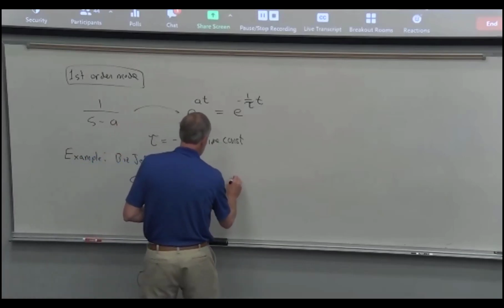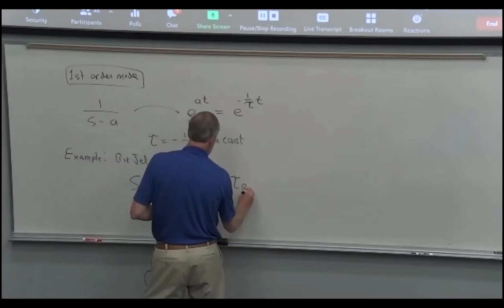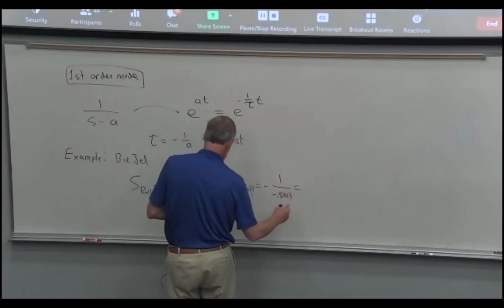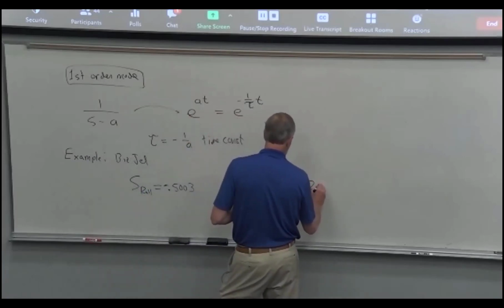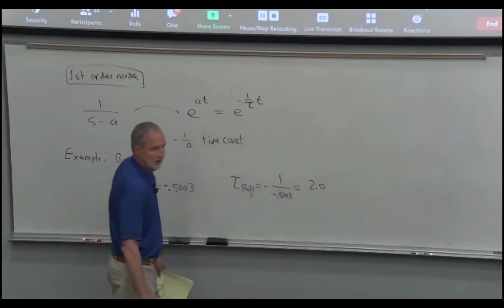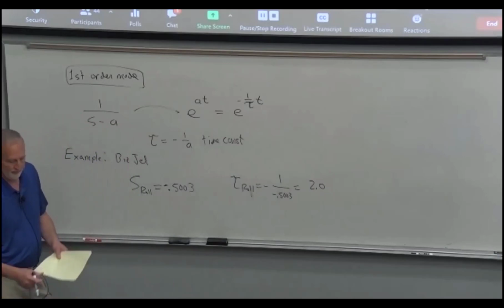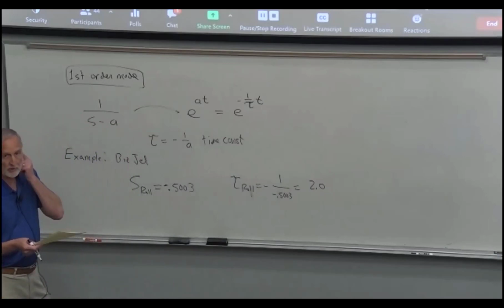So that means the time constant for the roll mode is minus 1 over minus 0.5003. And so that's 2.0. So it takes 2 seconds to damp to 1 over e in the roll mode. And that tells us how well damped the roll mode is.